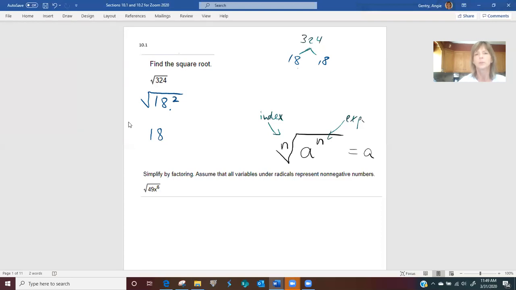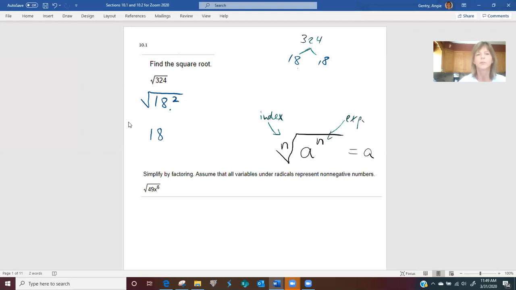And I'm not going to spend time right now on absolute value because in this section, your computer will always say, assume that all variables under the radicals represent non-negative numbers, because you can't have an even root of a negative number underneath. That makes it an imaginary number, which we will cover later in this chapter. For the sake of this whole lesson, we're going to say that the variables all represent non-negative numbers, okay?